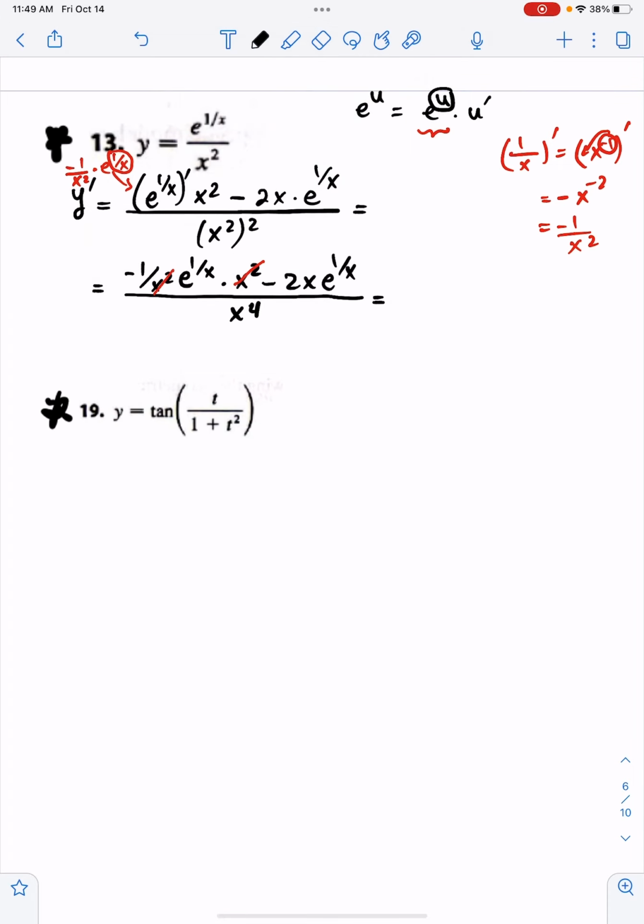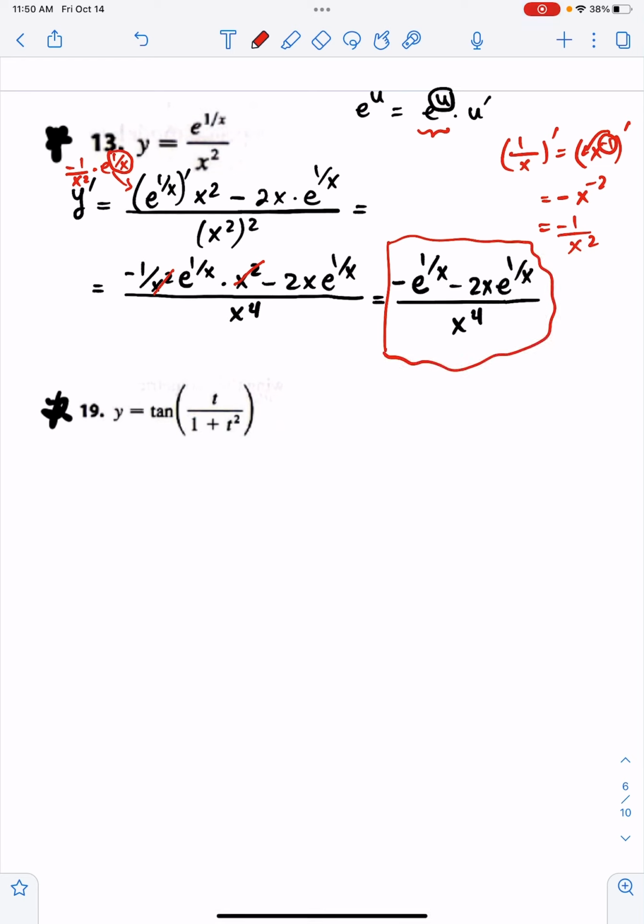Okay, so it's equal to negative 1 e to the power 1 over x minus 2x e to the power 1 over x, over x to the power 4. Remember that someone might want to factor e to the power 1 over x. I'm fine if you leave the answer this way right here, as your final answer. Okay. Next question.